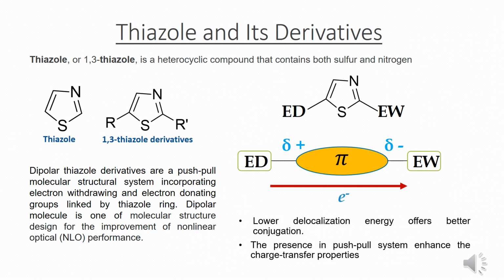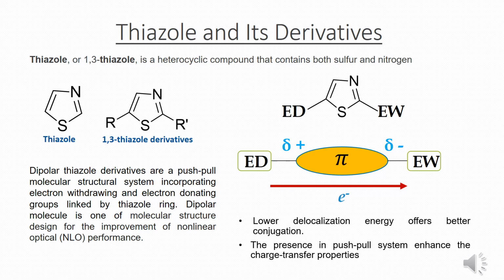Thiazole is a heterocyclic compound that contains both sulfur and nitrogen. Among organic molecules containing pi systems, 1,3-triazole has been proven to have significant NLO properties by previous studies. Therefore, in this research, we want to further study different structure arrangements and combinations of electron withdrawing and electron donating groups. This is very fundamental at the molecular level. We try to design a new molecule in such a way that it could have second order NLO potential.